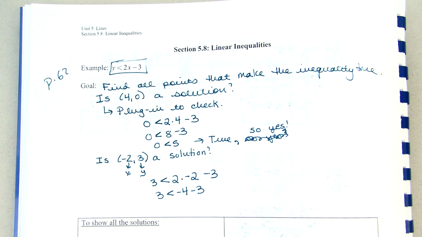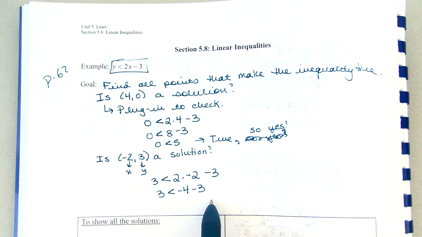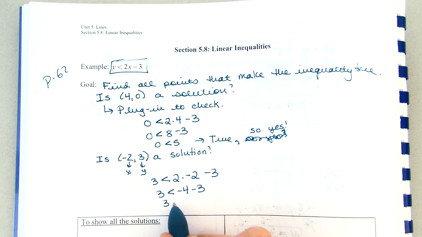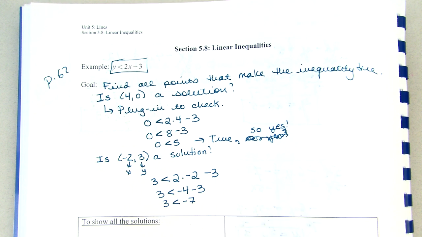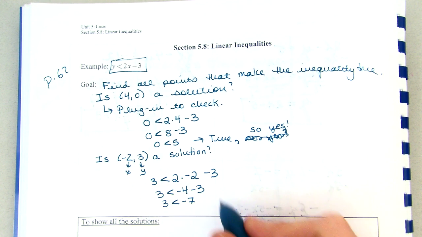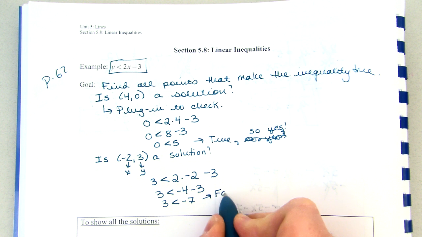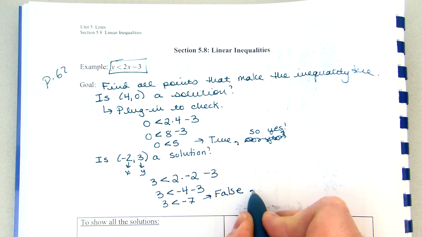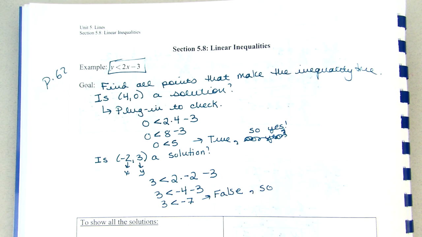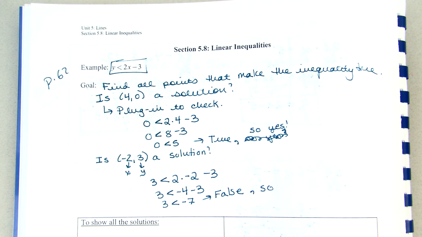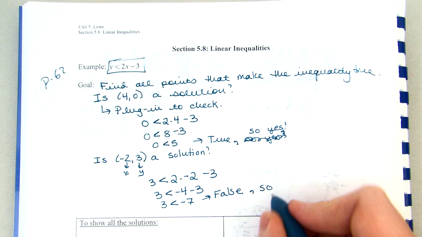Okay, so let's finish this. What is -4 minus 3? Is it true that 3 is less than -7? It's not true. 3 is not less than -7. That's false. So let's answer the question now. Is -2, 3 a solution? No.